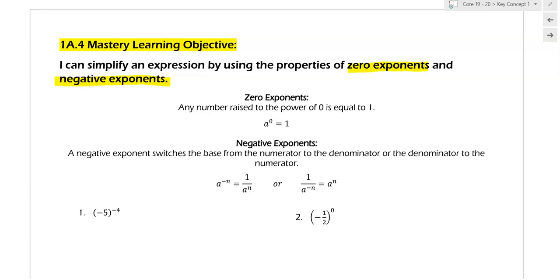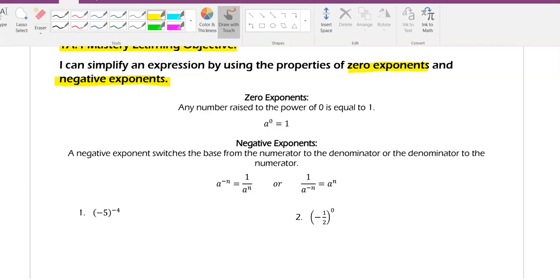So for zero exponents, anytime a number is raised to zero, it's just one. And that's just the rule. So that's just something you have to memorize.